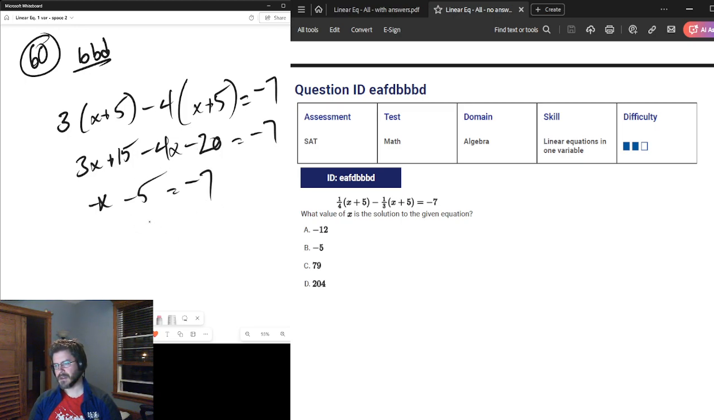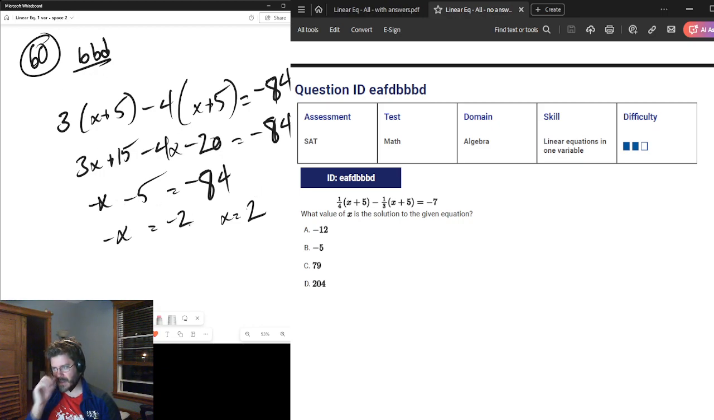Add the 5 and flip the sign. We get negative x equals negative 2. X is 2. I messed something up. Oh, I didn't multiply this by 12. 7 times 12 is what? 70 plus 14. So 84 should be on this side. My bad. Negative 84.